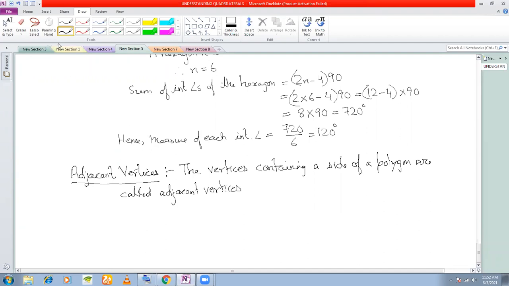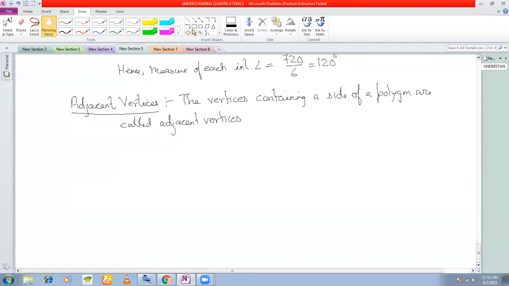Let us start with a very simple polygon, say a triangle ABC. Now, if you see the side AB here, what are the vertices? A and B. These two are the vertices, right? A and B are called adjacent vertices because they contain this side AB.